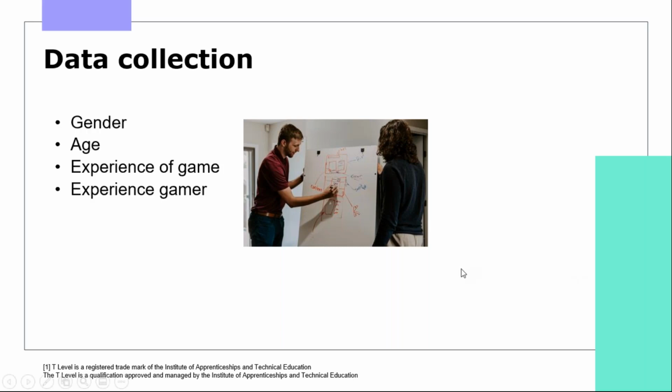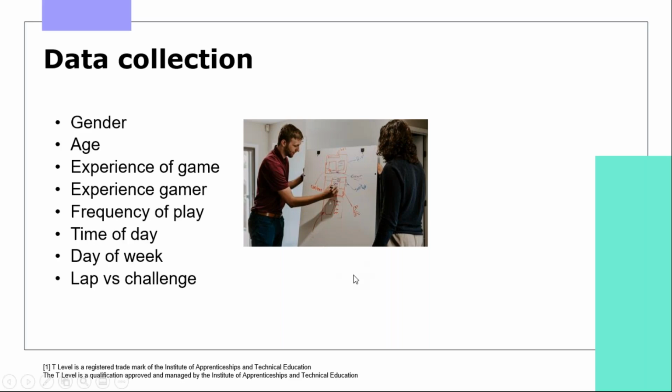So ask your students to record all the relevant information they think they'll need about the class. This could be, but not limited to, the gender, the age, the experience in playing the Mario Kart game, and experience of gaming in general. But they might record other information such as how often they play the games, the time of day they play, the days of the week, and then lap versus race versus challenge. But there's, yeah, probably lots of other stuff.